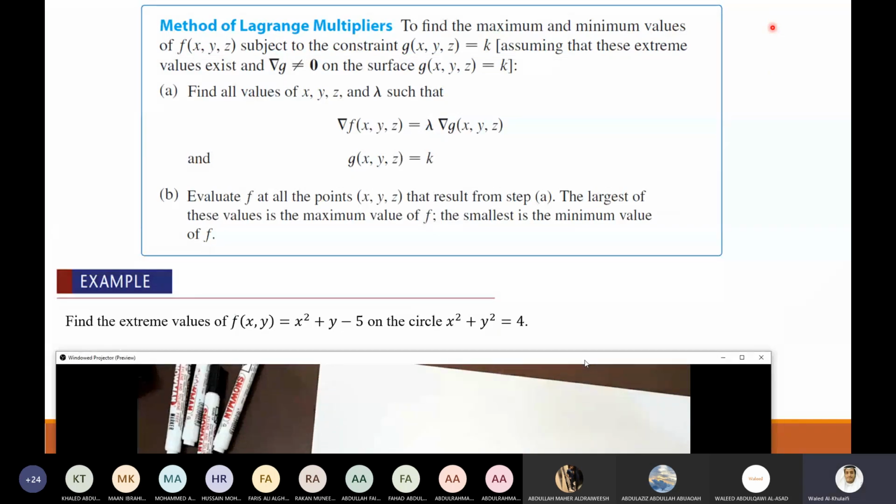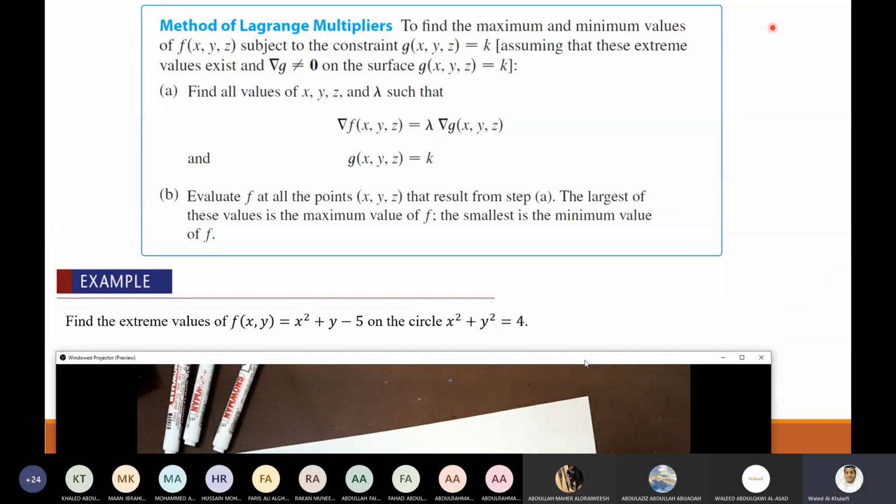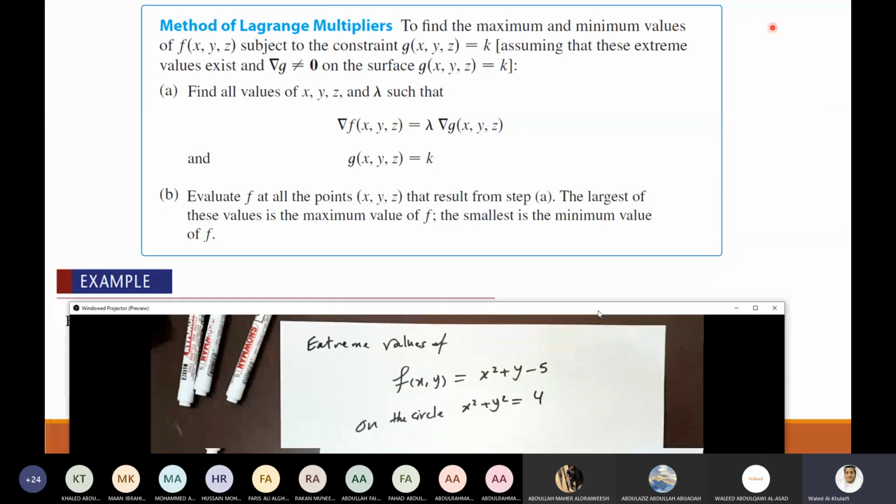So what we do now, let me write this. We want the extreme values of f(x, y), which is equal to x squared plus y minus 5, on the circle x squared plus y squared equals 4. So this is what we do.